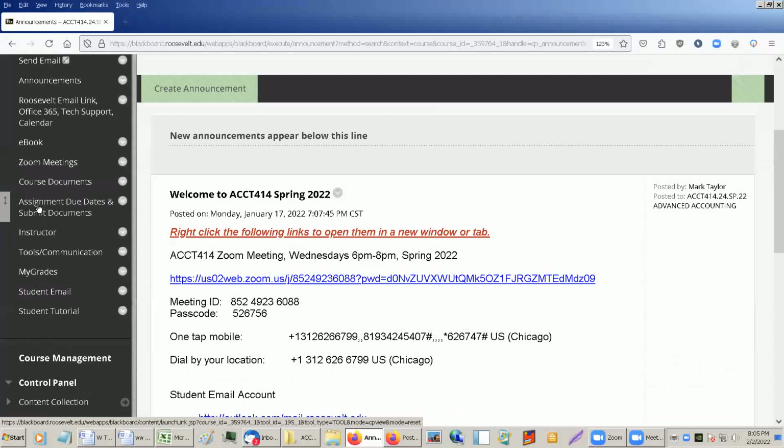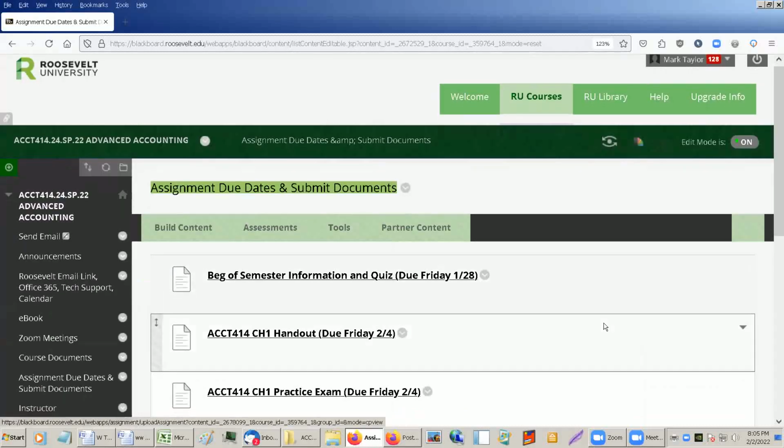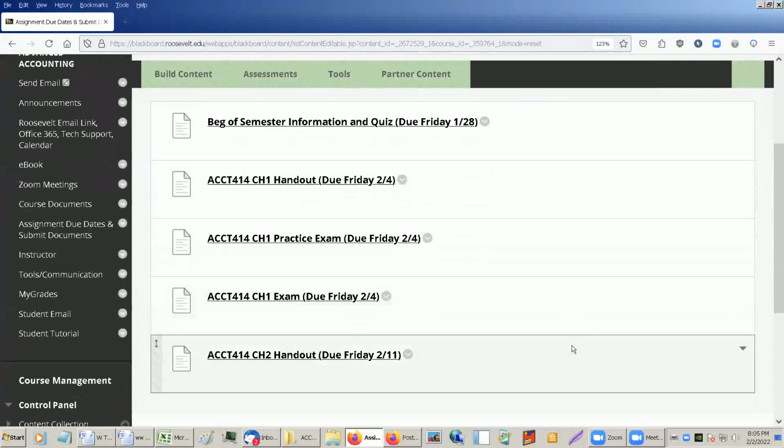If you haven't turned it in, and some of you already have, the chapter 1 exam, your job for next week is to turn in that chapter 1 exam, and next week we'll pick up with chapter 3. This one you can turn in. Let me check and make sure that I have that set up. Okay, the chapter 2 handout is due by next Friday.